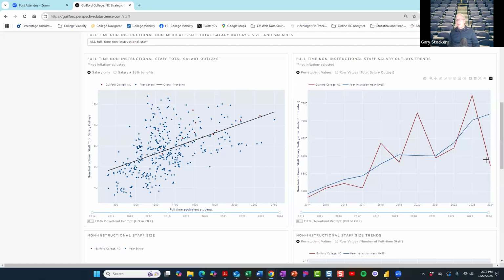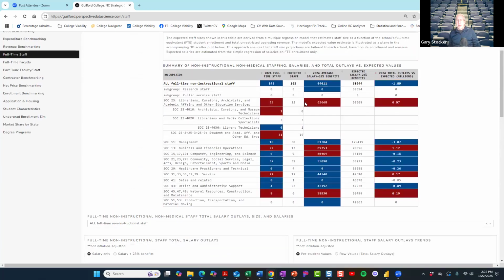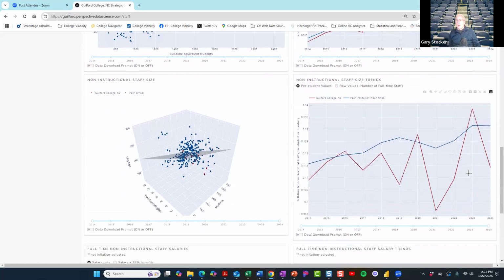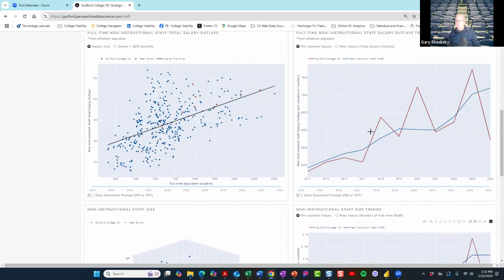What does that mean? That means it provides you a chance, an opportunity, to ask questions about why. You can go back to this table up here and get a little bit of a handle on why that might be the case in some of these categories where there are big discrepancies, but this shows you the year-to-year variation. When we go down farther, we can look at non-instructional staff size trends.